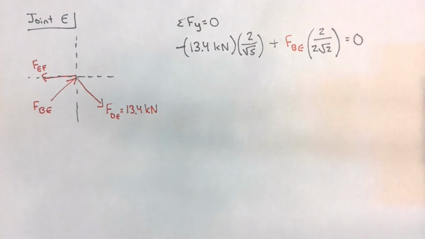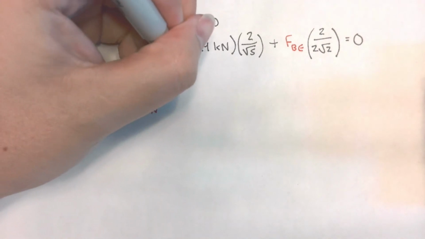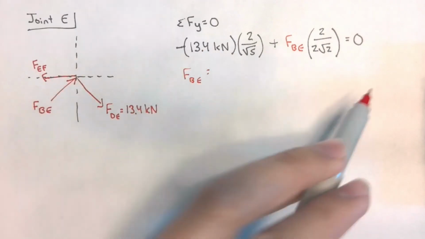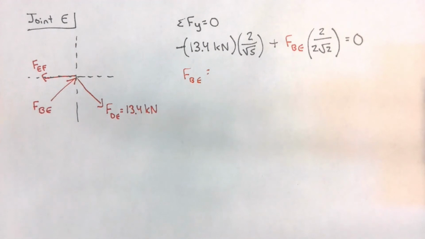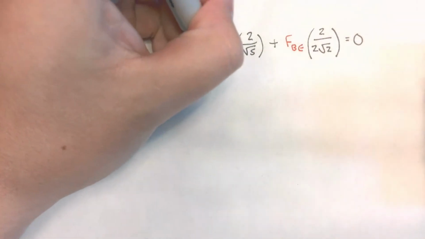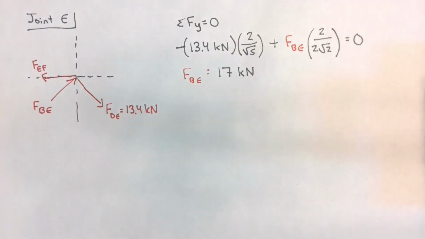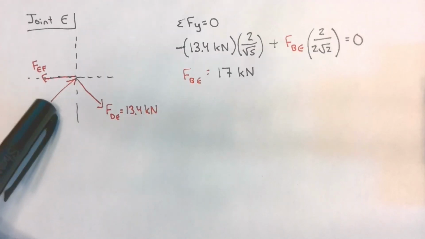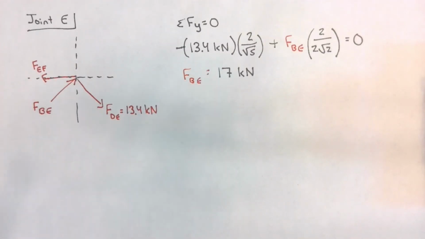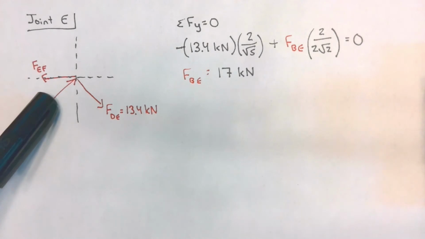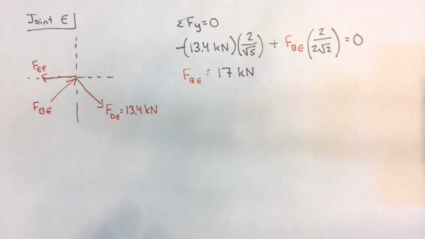Okay? We only have one unknown, so we can solve for this force. Move this to the other side, then divide by this term. It should give us a force BE of approximately 17 kilonewtons. If anybody got something different, then just let me know. Okay. That'll be in compression. Exactly. And we already assumed that it was in compression, so that's why I got a positive value, right? If I would have assumed tension, I would have gotten a negative value here.